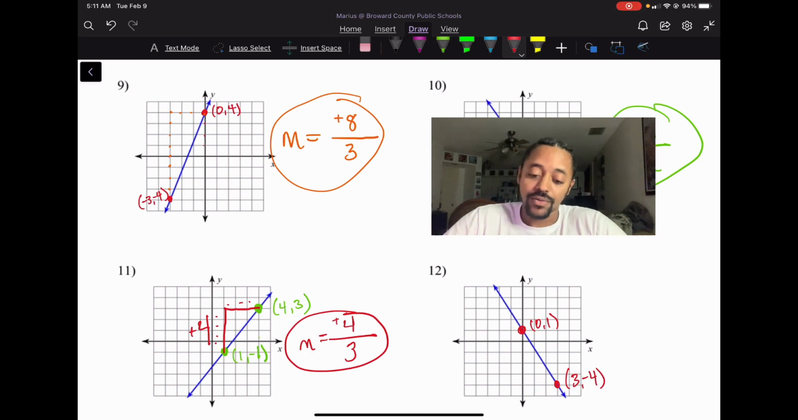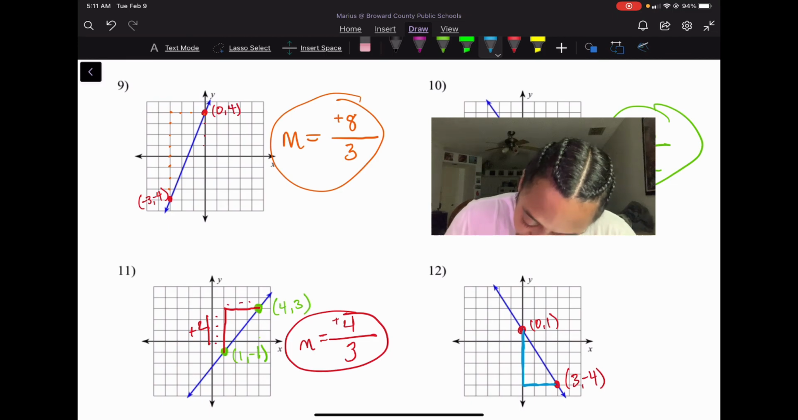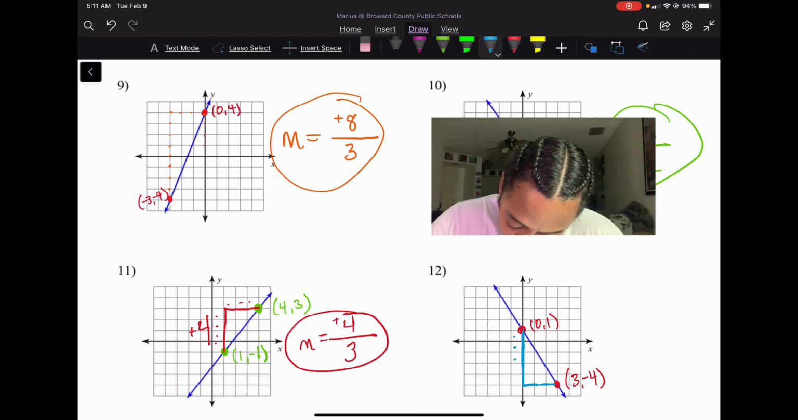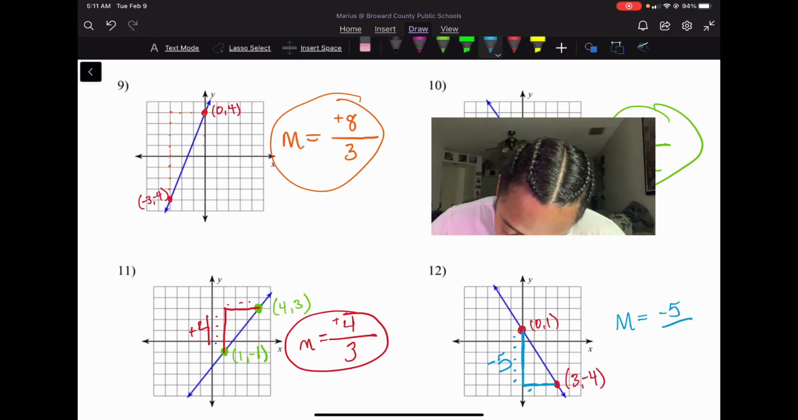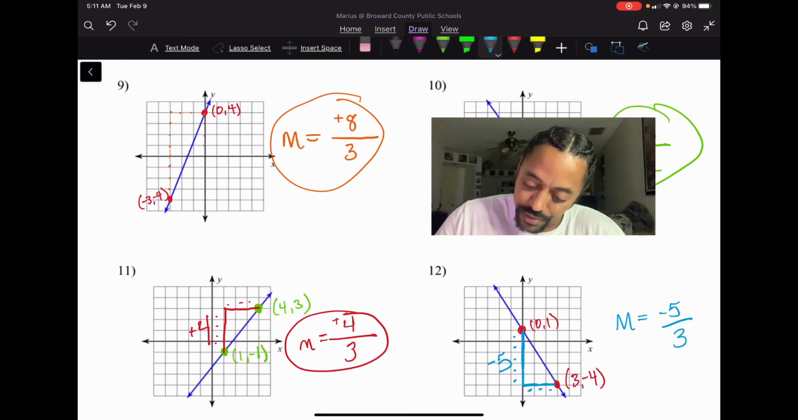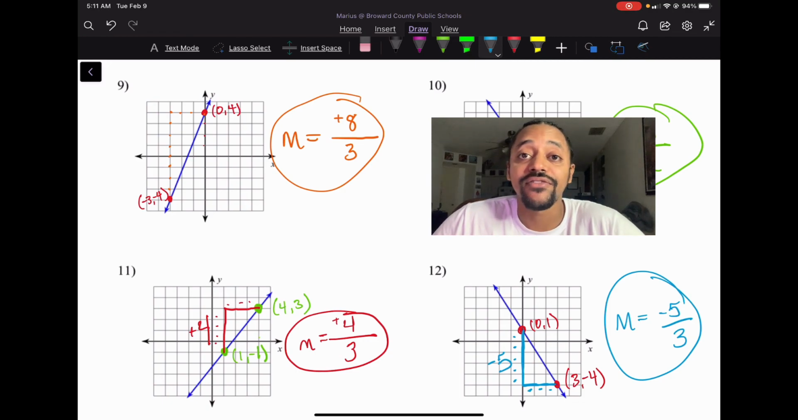So now, once again, we need to figure out our points going from left to right. We need to go down first, and let's draw a triangle. Here's our triangle. And we can just count the units on the side. 1, 2, 3, 4, 5. And since I went down, that's negative 5. And then how many units to the right? 1, 2, 3. Positive 3. So our slope here is negative 5 thirds. And that, ladies and gentlemen, is how you find the slope given a graph.